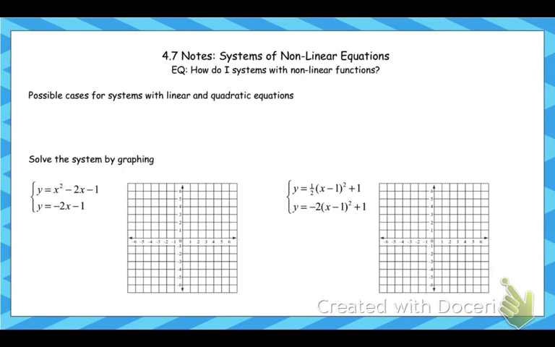Hi guys. So what we're going to do today is we're going to look at systems again, except this time what's going to be different is that we're going to have some quadratics involved. So we'll look at some intersections with parabolas, and what we'll also do is actually use quadratics in order to be able to solve these.